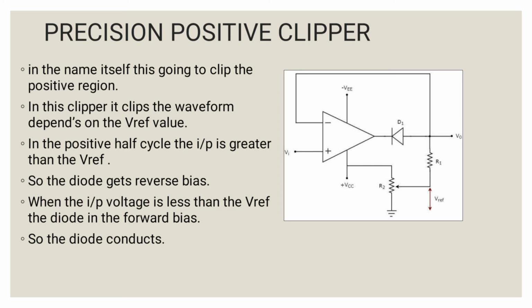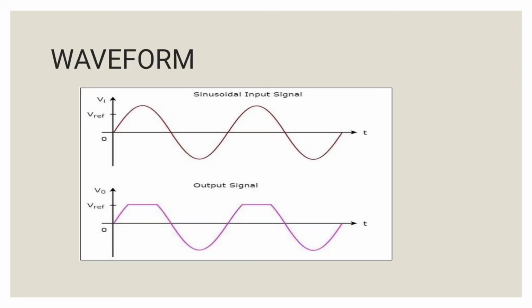When the applied input waveform goes to the negative half cycle, the input is lesser than the reference value. So now the diode is in the forward bias condition, it starts to conduct and we can get the output like this. So this is the reference value and this is the negative half cycle. In the positive precision clipper, it clips the waveform depending upon the reference value and the input value. If the input value is greater than the reference value, it will be clipped. Sorry for the pronunciation. The input value should be less than the reference value in the positive precision clipper.